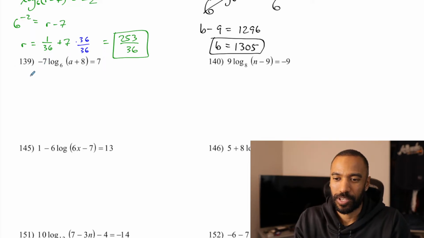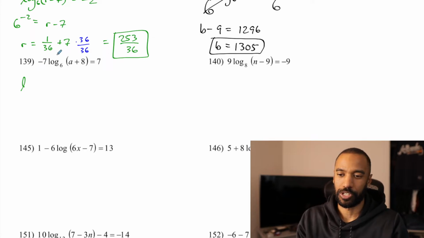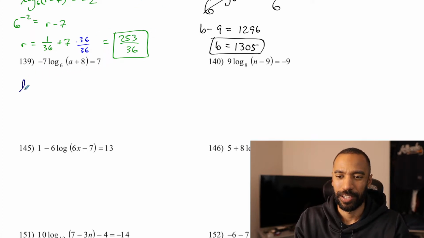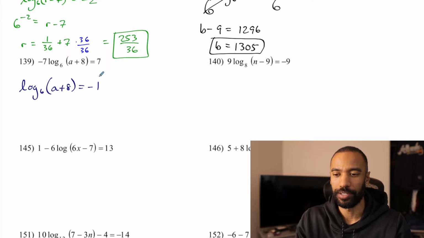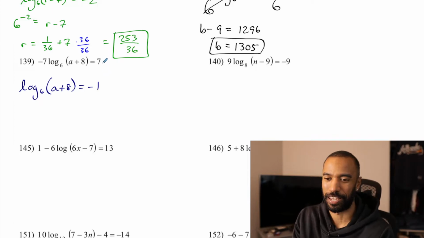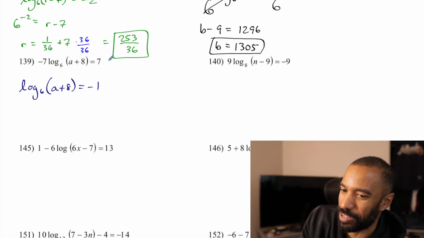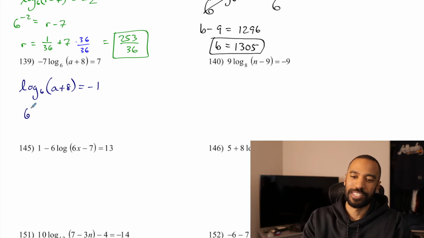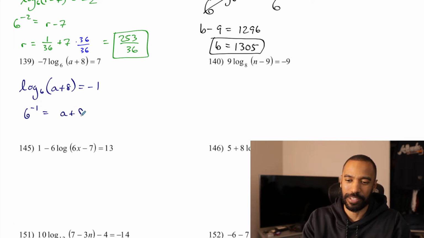Let's go. Divide both sides by negative 7. We get log base 6 of a plus 8 equals negative 1. I'm very tired. I was going to say 6 to no power gives me negative 1, but this answer's possible. 6 to the negative first power equals a plus 8.